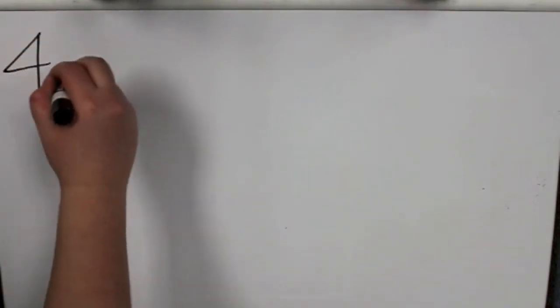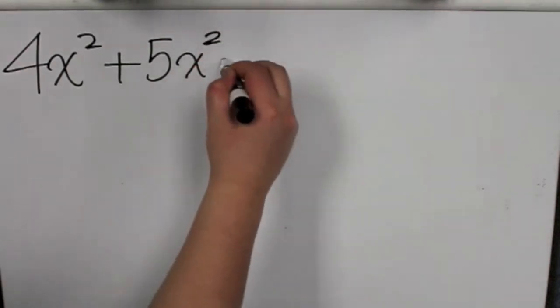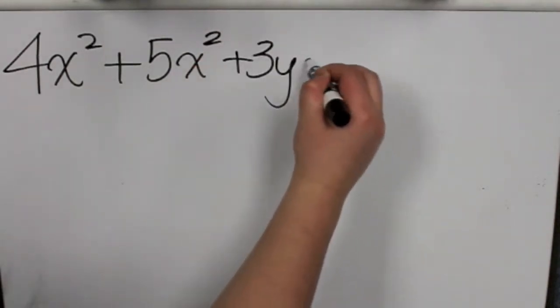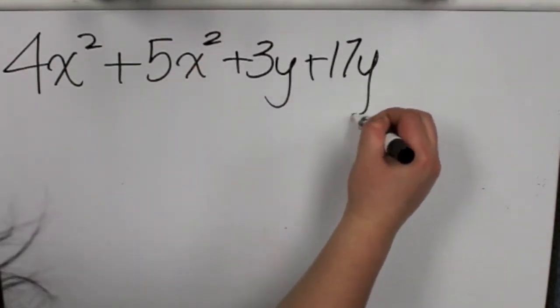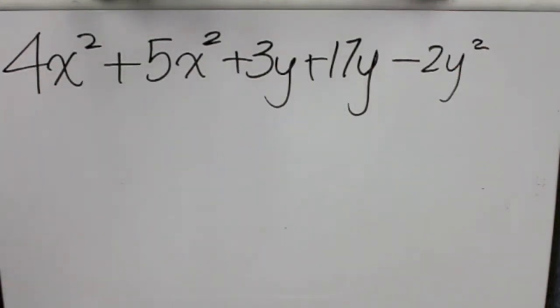Alright, so we're going to give you guys a problem to try on your own now. We have 4x squared plus 5x squared plus 3y plus 17y minus 2y squared. Alright, and we're just going to give you a chance to try that by yourself.